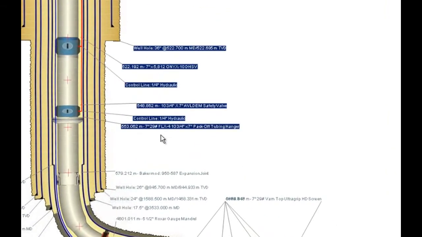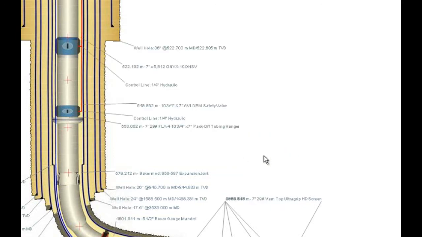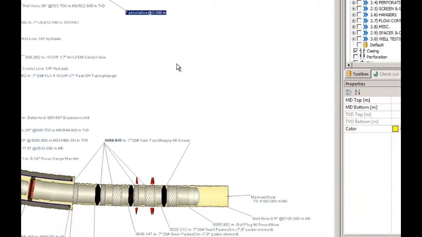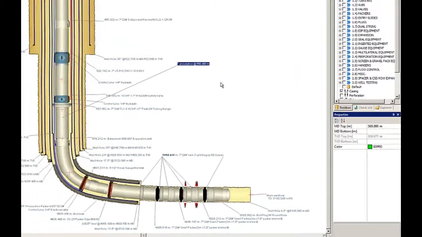A selection of text objects can be hidden from the sketch view by highlighting them and pressing the Delete key. To show these texts again, right-click and choose Reset All Texts. By hiding a text and showing it again, the default text description is given to the text object. It is also possible to add annotation text in the sketch by right-clicking and choosing Add Annotation. Click in the text box for writing free text and adjust MD top, MD bottom and color of the text in the Properties dialog.